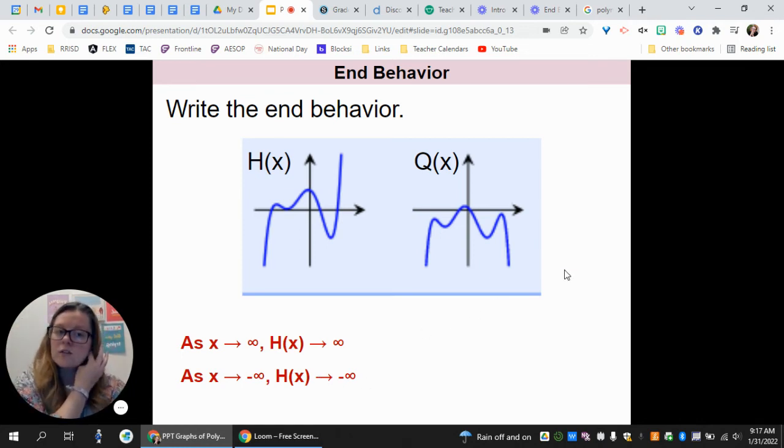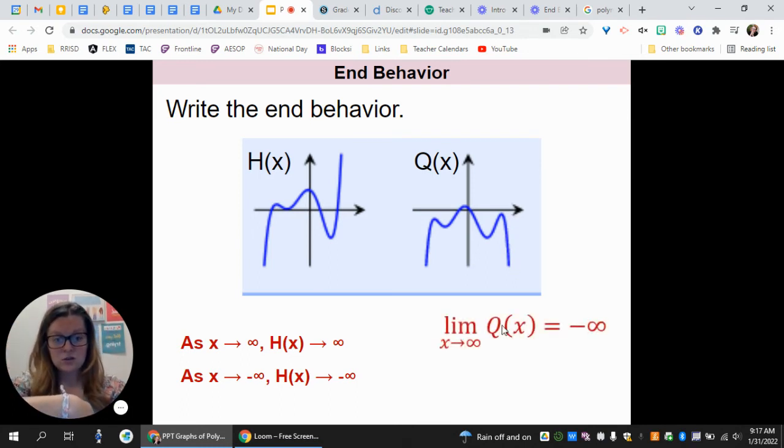So one more, this guy we're going to write as a limit. Same idea. So I go to the right of my graph to positive infinity, my y values are decreasing to negative infinity. So here's how we're going to write it. The limit of q of x as x approaches infinity is equal to negative infinity. So here you're just dropping in what's happening at the end of that graph.